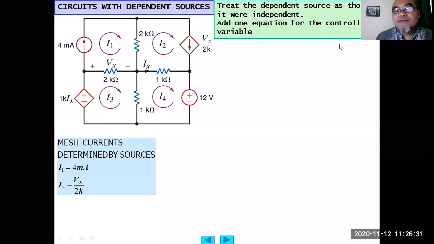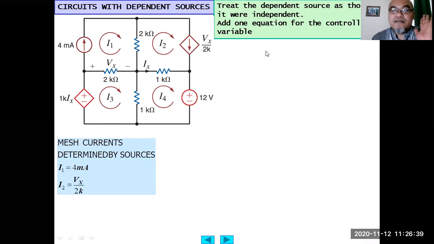So this is circuits with dependent sources, for mesh analysis. Basically, we touched on it a little bit yesterday. We treat every dependent source as if it were independent, similar to nodal analysis. But then we need one extra equation for the controlling variable. So this is also the same as nodal analysis.